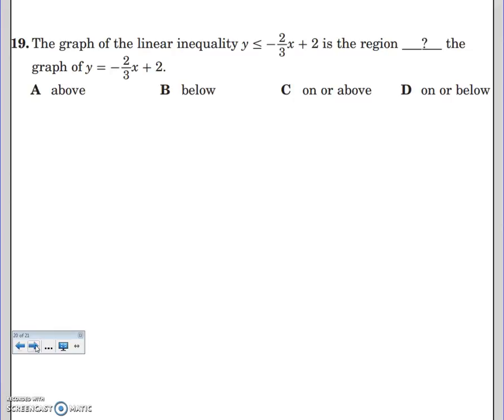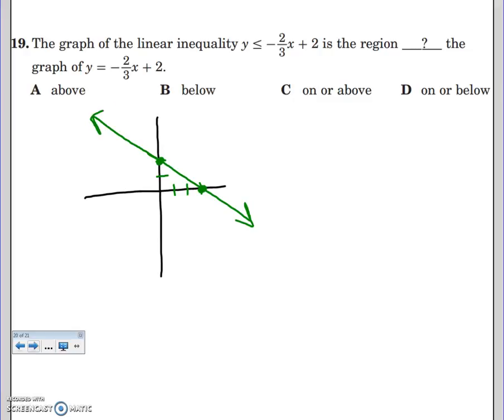19. The graph of the linear inequality is the region blank. Okay. Well, let's figure this out. I'm going to draw it. It has a y-intercept of positive 2, and has a slope of negative 2 over 3, so down 2 over 3. 1, 2, 3, so right here. And it is solid, so here's the graph.